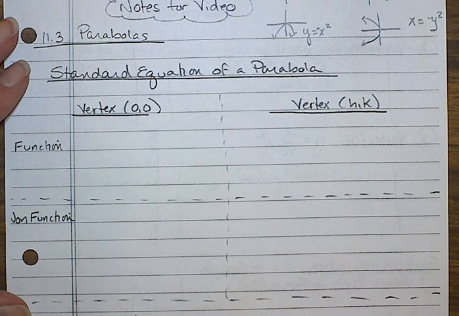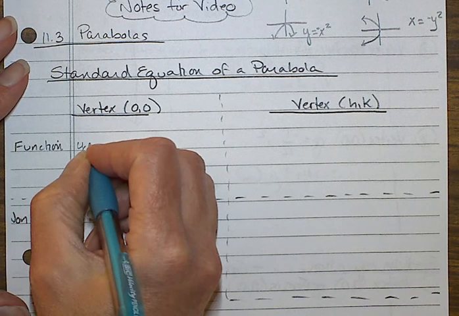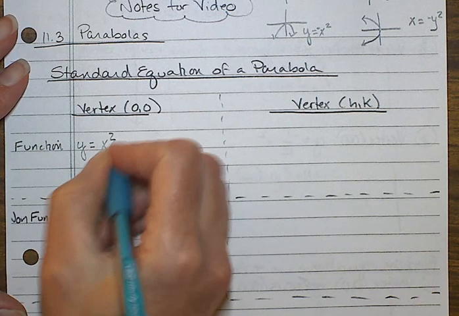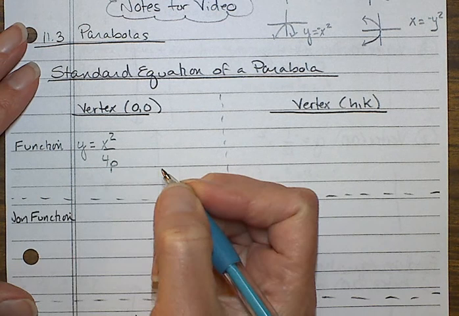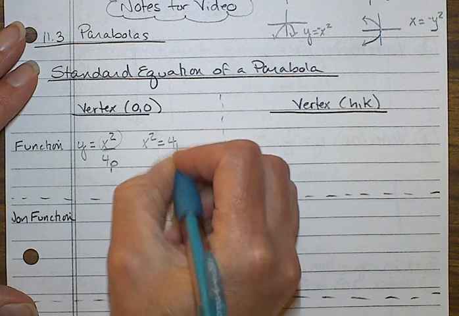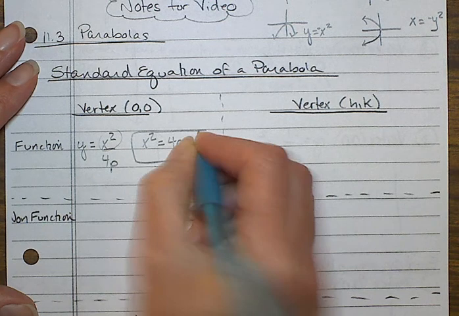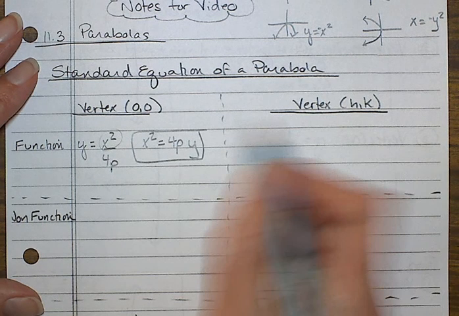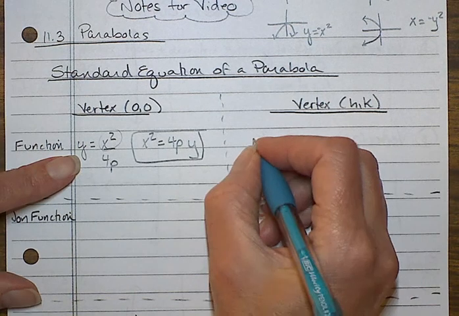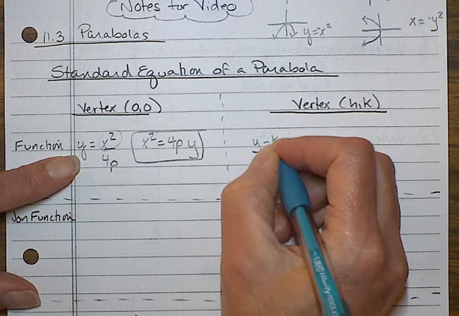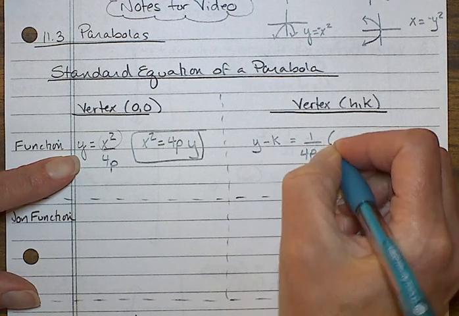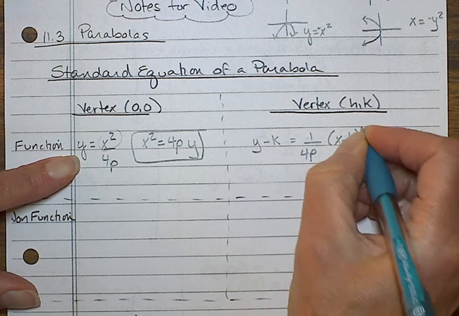So the new equation has the form of y equals x squared over 4p, but you'll have to solve it, get x squared by itself. X squared equals 4p times y, and that's the form that we'll find most helpful today. Now, if our vertex is something other than 0, 0, this may look a little familiar. We will add our h and our k. Y minus k equals 1 over 4p times x minus h, quantity squared, where we get the horizontal shift and the vertical shift.